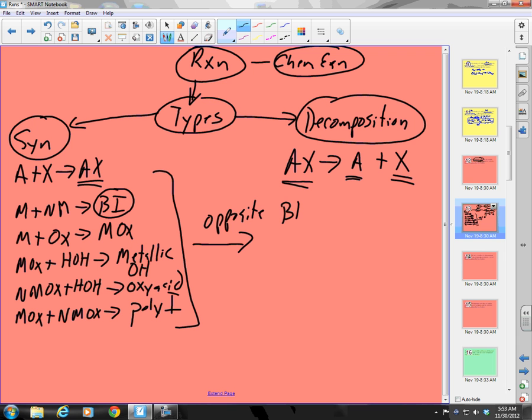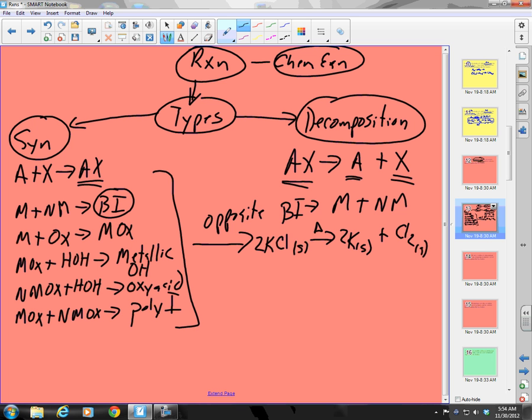Well, I have a binary ionic, and it's going to decompose to form a metal and a non-metal. Let's take a typical binary ionic. How about potassium chloride? Potassium chloride solid is going to be heated, and it's going to break into a metal, potassium, and a non-metal. Well, chlorine is always diatomic gas, so I'll need 2 of these and 2 of these.